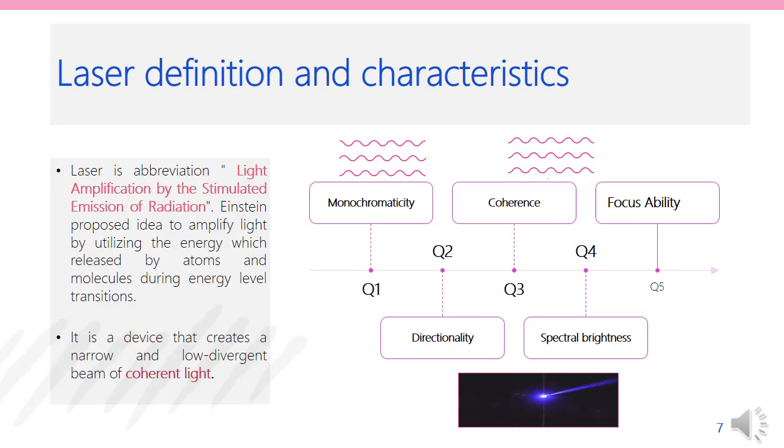The laser stands for light amplification by stimulated emission of radiation. This idea was proposed by Einstein to amplify light using the energy released by atoms during energy level transition. This device is distinguished from ordinary light by the following properties: monochromaticity, directionality, coherence, spectral brightness, and focusability.